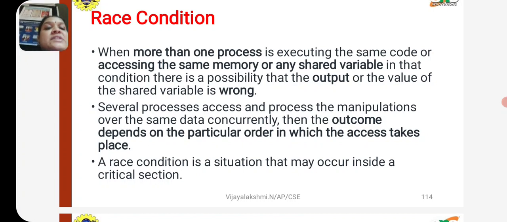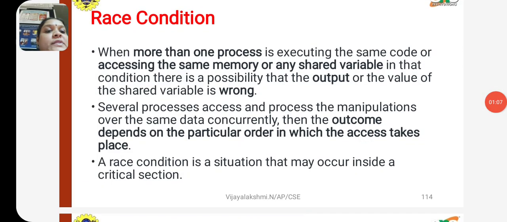So several processes access and do manipulation over the same data concurrently. At that time we need to follow a sequence, a particular order in which the access takes place. So the outcome also depends on this particular order. So here comes the definition. It is actually a situation that may occur inside a critical section.